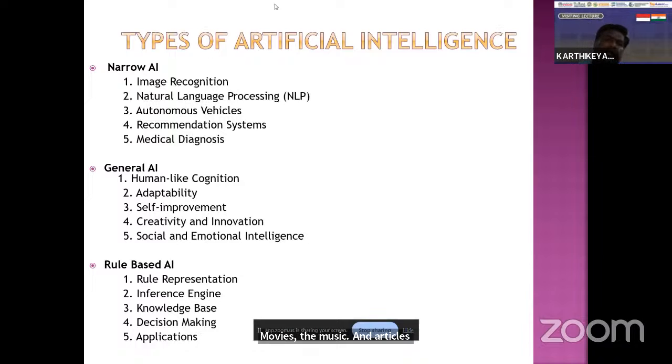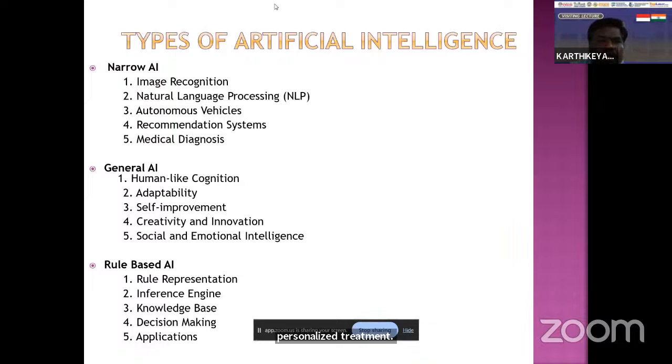And narrow AI following the medical diagnosis. Medical diagnosis is used in healthcare for tasks like medical image analysis, diagnosis assistance, and personalized treatment recommendation.